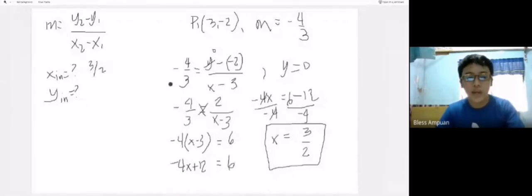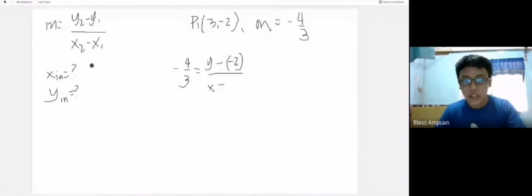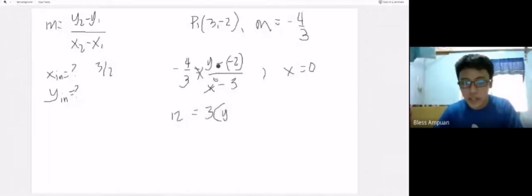So next, if we need to solve for the y-intercept, again, our x-intercept is equal to 3 halves. The next step is to solve for the y-intercept, what we need is just to equate our x to 0. The same concept, negative 4 over 3, and we need to equate this one to 0. So let's cross multiply. Negative 4 times negative 3, this is positive 12. And then 3 times y plus, negative times negative is positive, so y plus 2. So positive 12, and then applying the distributive property of integers over addition. So 3y.